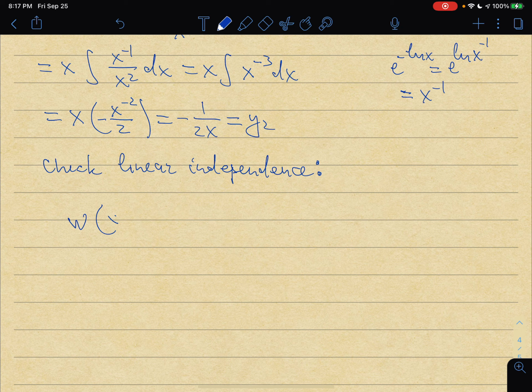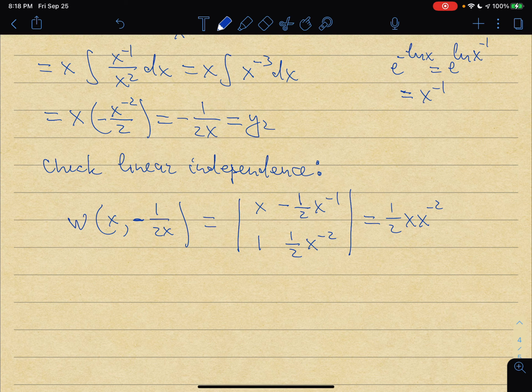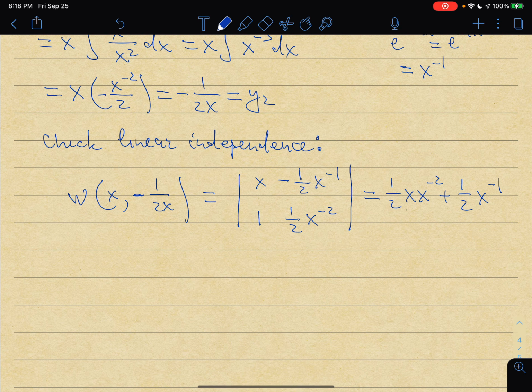So the Wronskian of two functions, x and minus 1 over 2x, is a 2 by 2 determinant: x, minus 1 half x to the minus 1. And the derivative of x is 1, and the derivative of minus 1 half x to the minus 1 is going to be 1 half x to the minus 2. And so what this is then is 1 half x times x to the minus 2 plus 1 half x to the minus 1. x times x to the minus 2 is also x to the minus 1. So altogether the Wronskian is x to the minus 1, 1 over x.